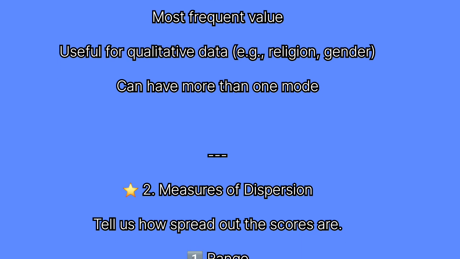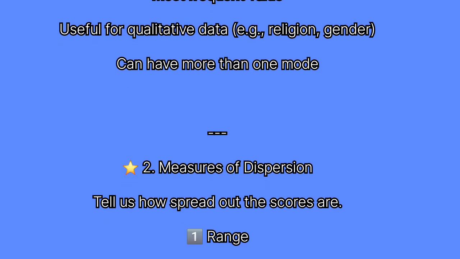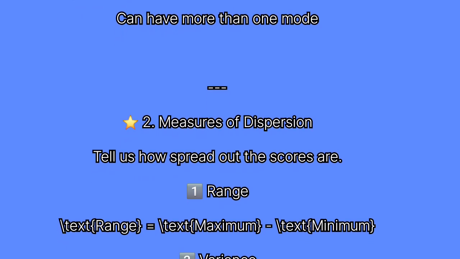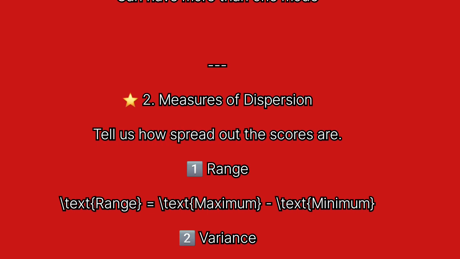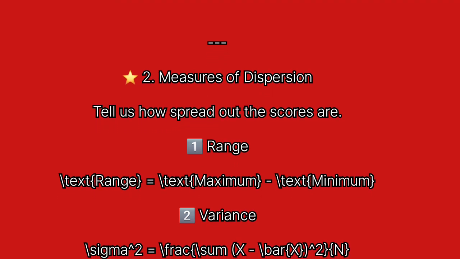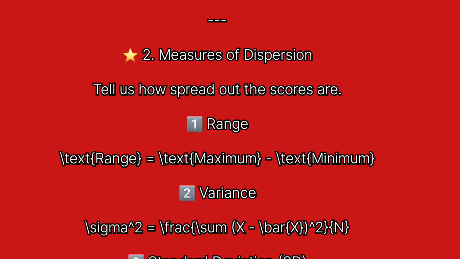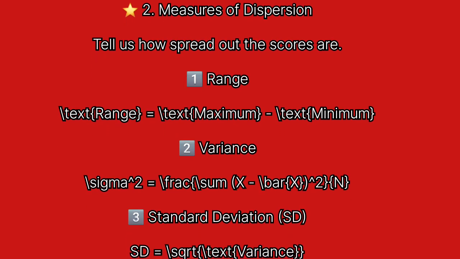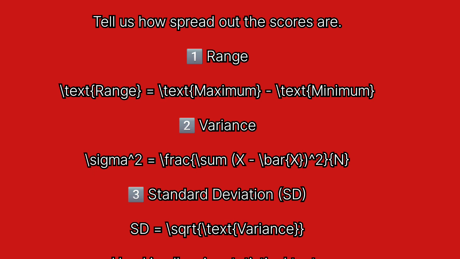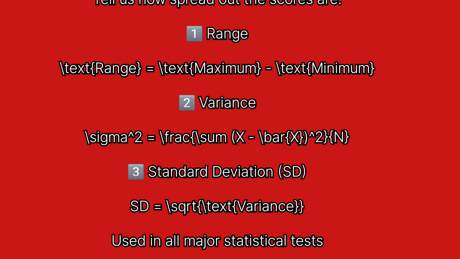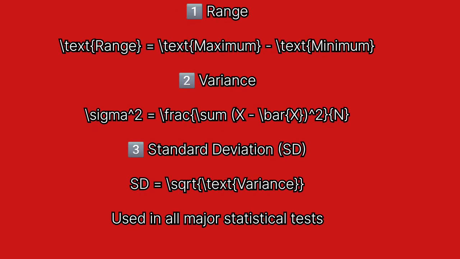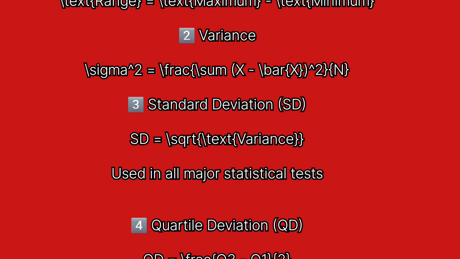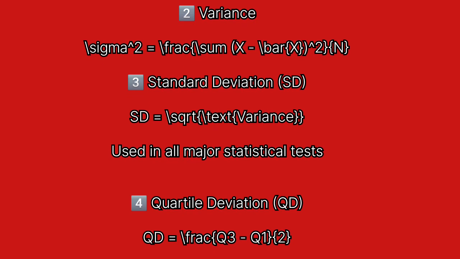Second is measures of dispersion. What the measures tell us is how spread out the scores are. The range is equal to maximum minus minimum. This is the equation we see here: range is equal to maximum minus minimum. For example, 40 minus 20 is equal to 20, which is the answer. The variance is sigma squared equals the sum of (x minus x-bar) squared divided by n. This is the equation.